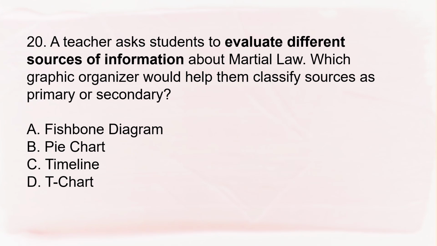Number 20, a teacher asks students to evaluate different sources of information about martial law. Which graphic organizer would help them classify sources as primary or secondary? Letter A, a fishbone diagram. Letter B, pie chart. Letter C, timeline. Or letter D, T-chart.